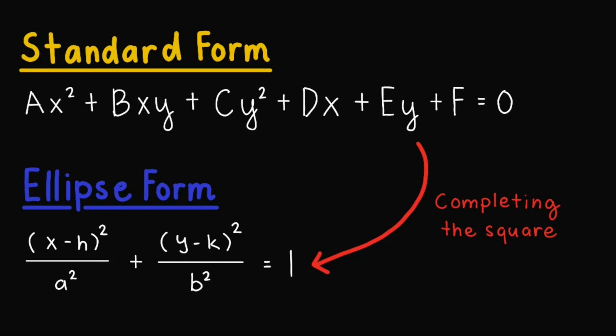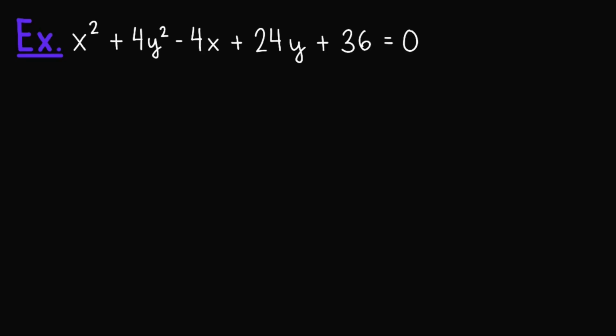So without further ado, let us have this example. In here we have x squared plus 4y squared minus 4x plus 24y plus 36 equals 0. Before we convert this into its ellipse equation form, feel free to pause the video so that you may try to work on this example first on your own.